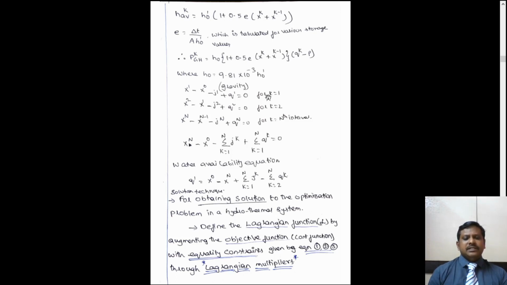You can see here, for example, if you consider k is equal to 1, according to the water availability equation, this becomes x power 1 minus x naught, where x means final and x naught is the initial, J is the inflow to the reservoir, where Q dash is the discharge. When k is equal to 2, again here it becomes 2, because this is the ending time, right? So this is the ending time, now this one is the beginning time. So minus J2 plus Q2. So this we can write in terms of x power n minus x power n minus 1 minus j power n plus q power n, for k equal to the nth interval. So this is your water availability equation.